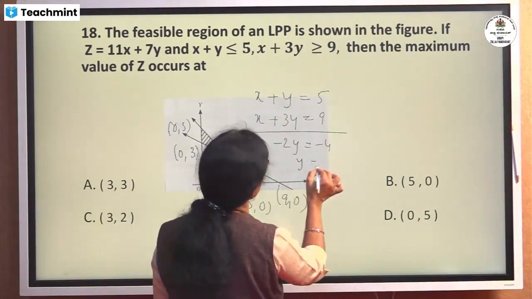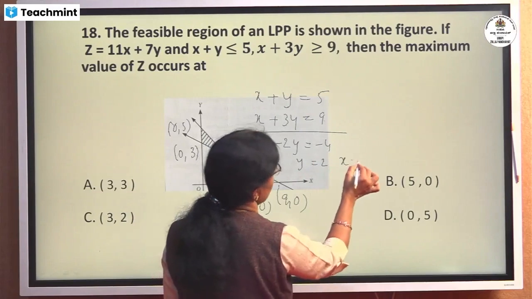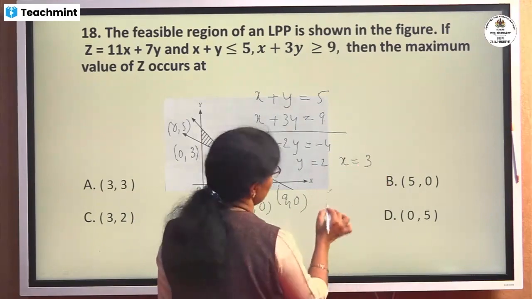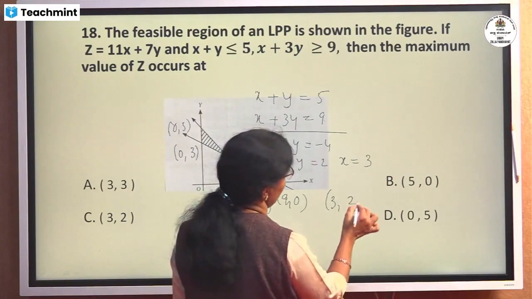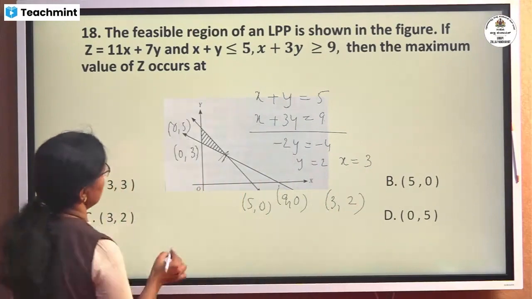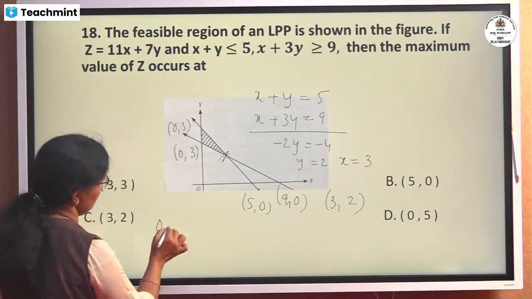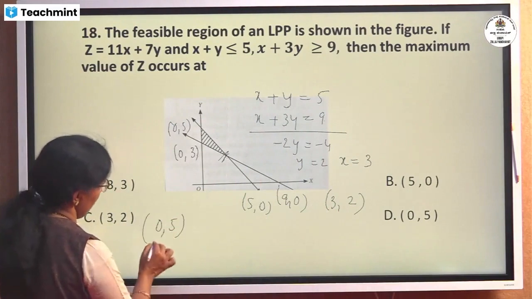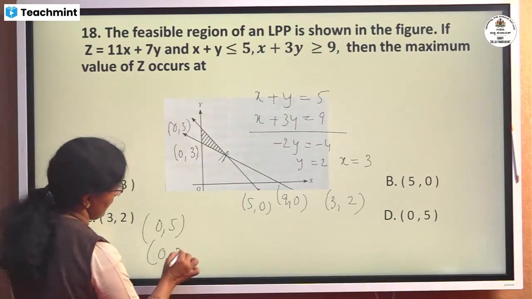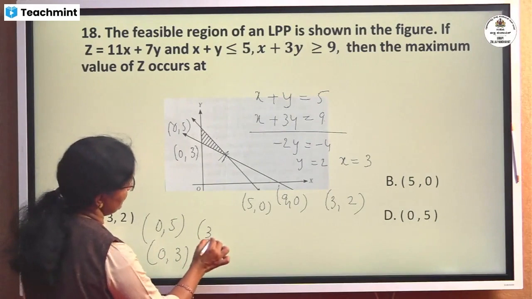Therefore, y is equal to 2. Therefore, automatically x is equal to 3. Therefore, another point is 3, 2. So all these are the points. What are the points here? 0, 5 and 0, 3. And another point is 3, 2.